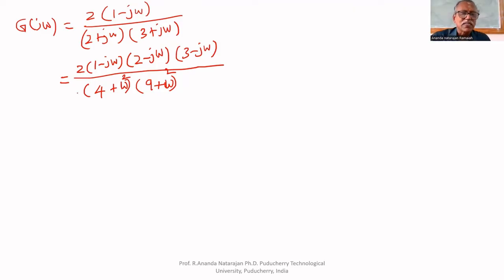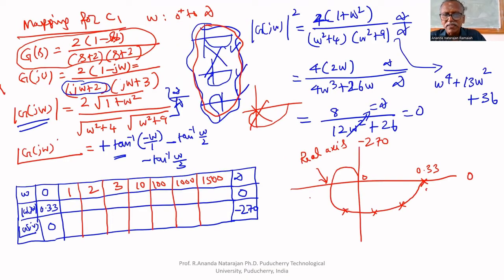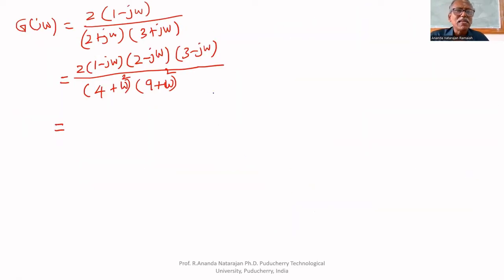The denominator is pure real. That is why, to find the point of intersection, the imaginary part must equal 0. What is the condition at the point of intersection? The imaginary part equal to 0. That is why we multiply the numerator and denominator by the complex conjugate.